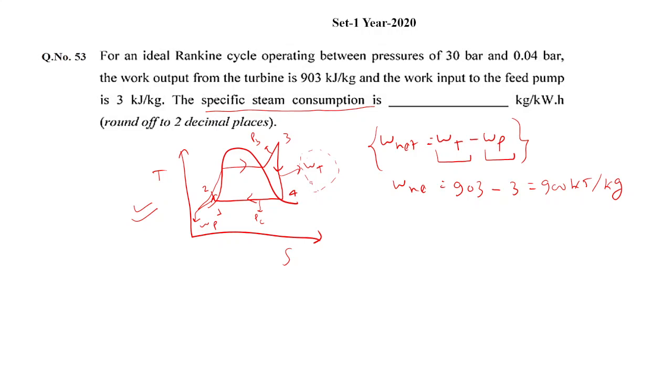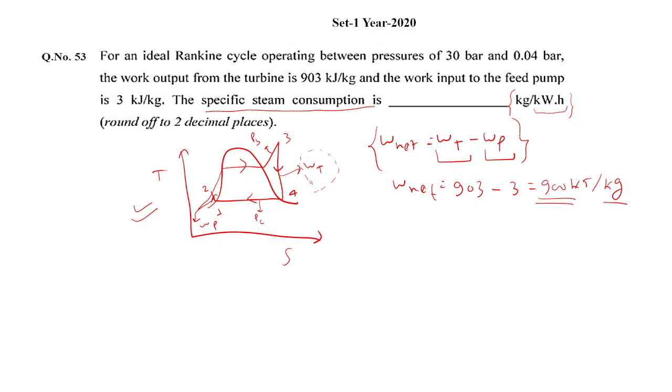Mass required to produce 1 kilowatt hour of energy. Here they are asking for kilowatt hour, so you can say for kilowatt hour. You can also say it is the mass of the steam required to produce unit power. So here they are asking how many kilograms of steam we require in order to produce 1 kilowatt hour of energy. Simply, in 1 kg we are getting 900 kilojoule.